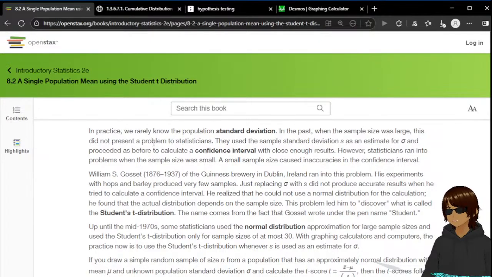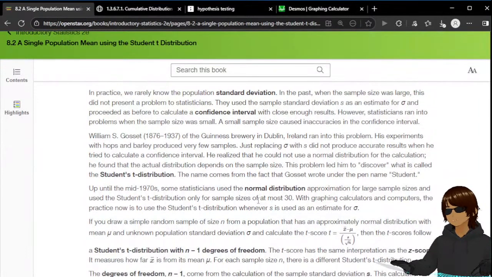William S. Gossett, at a Guinness brewery in Dublin, Ireland, ran into this problem. His experiment with hops and barley produced very few samples. Replacing sigma with S did not produce accurate results when he tried to calculate a confidence interval. He realized that he could not use the normal distribution for the calculation. He found that the actual distribution depends on the sample size. This problem led him to discover what is called the student's t distribution. The name comes from the fact that Gossett wrote under the pen name Student.